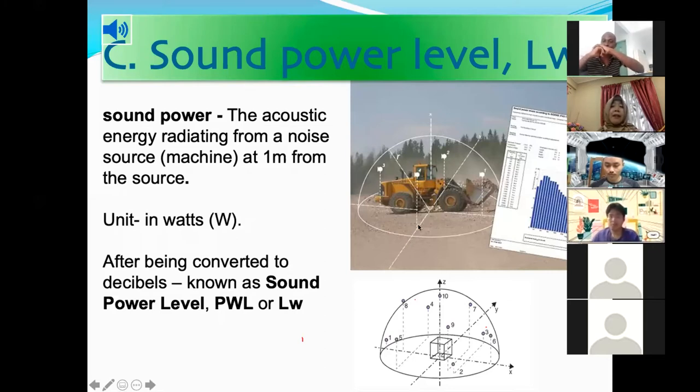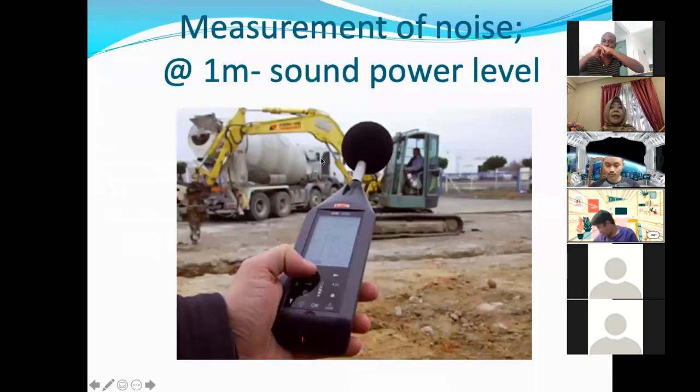And sound pressure level is the intensity of sound at any distance greater than 1 meter. It is called sound pressure level. This is the sound level meter, and this is the machine. So if we measure at 1 meter, we call it sound power level. If we measure greater than 1 meter, it is called sound pressure level. Easy, yeah? 1 meter, sound power level. Greater than that, sound pressure level.